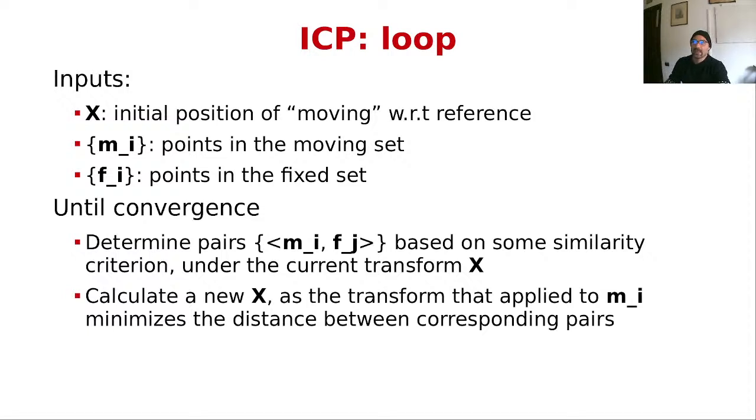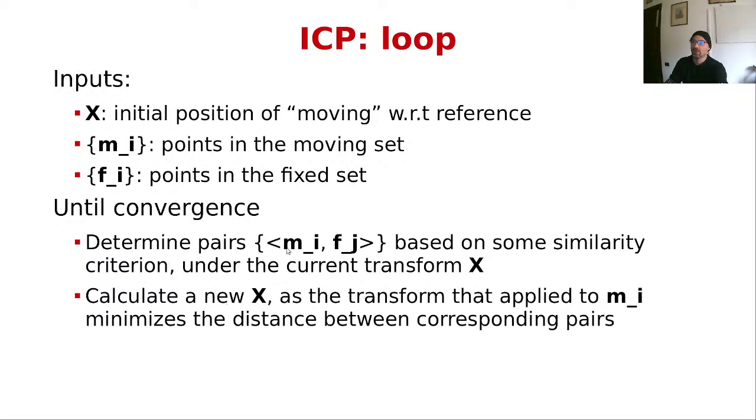So the X is the initial position. Then we have a set of points in a moving set and a set of points in the fixed set. ICP works by running iteratively and refining the estimate of X over multiple steps.